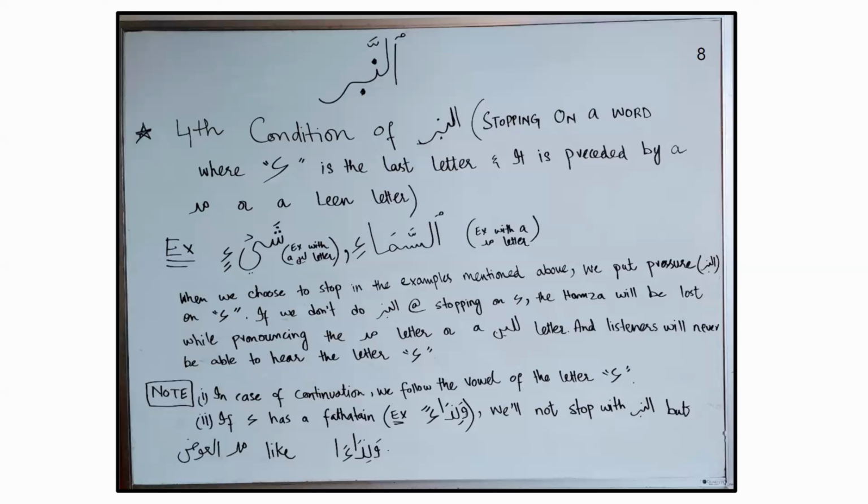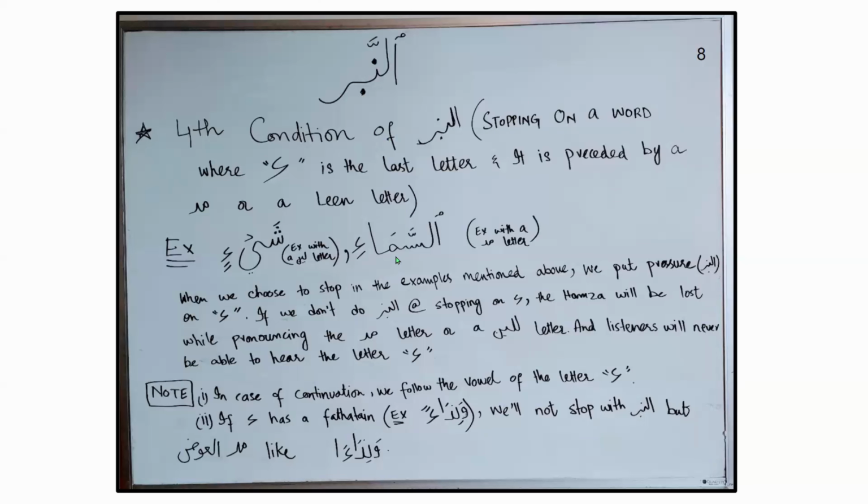So first I will show you how to recite it properly with nabar. In this example, if I choose to stop at letter hamza with the sukoon, this is how I will stop by doing nabar. Shay. But let's suppose I don't do nabar while stopping at letter hamza, the sound of the word will be like this. Shay. And now while giving the lean letter, letter hamza is missing, and the listener is unable to hear letter hamza. This is what we need to avoid. And that is why we do nabar in a situation like this.